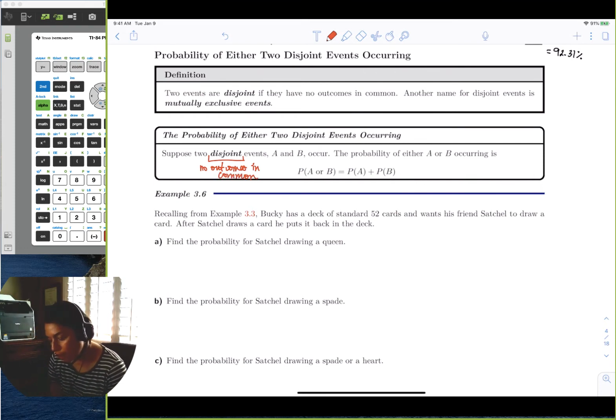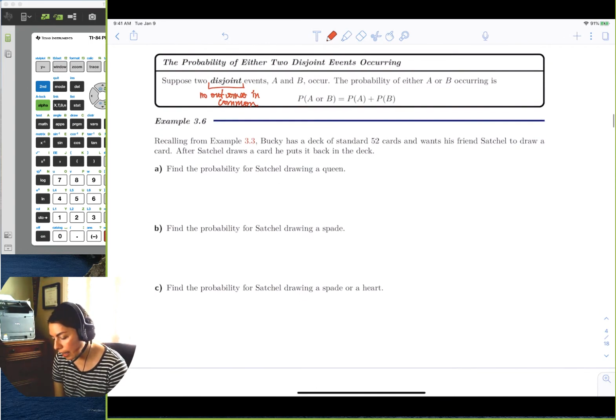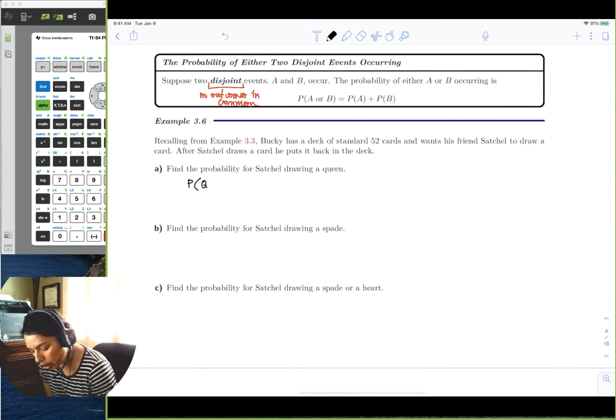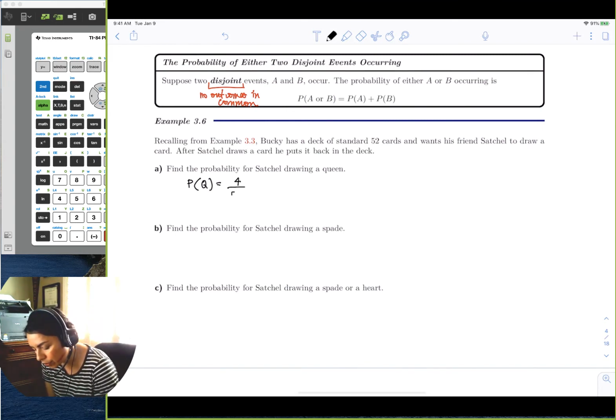And so in this next example with Bucky and the standard deck of cards, we see that he wants Satchel to draw a card and then he puts it back in the deck. So if he has Satchel draw a card, what is the probability that Satchel draws a queen? Well, the probability of drawing a queen is just the number of ways we can draw a queen, which we just saw was 4 out of 52. So that's just 1/13 if I reduce the fraction.